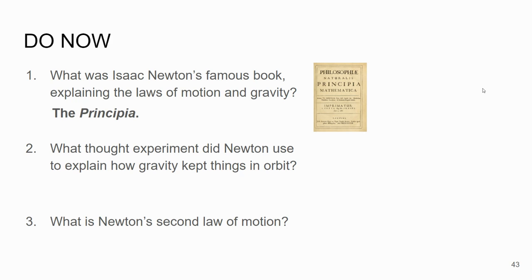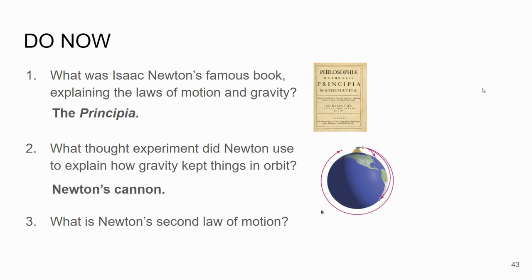So, second question, what thought experiment did Newton use to explain how gravity kept things in orbit? This was Newton's cannon, and he had an image of this in the Principia. So remember, we talked about this in class last time. You imagine the cannon launching the cannonball horizontally at a great speed. It'll go for a while and then fall back to Earth. Well, if you launch it faster sideways, it will go further before it comes back to Earth, and the curvature of the Earth is going to start to matter.